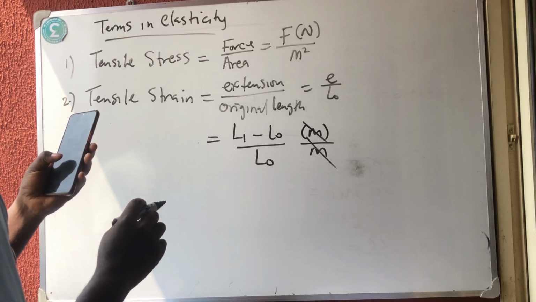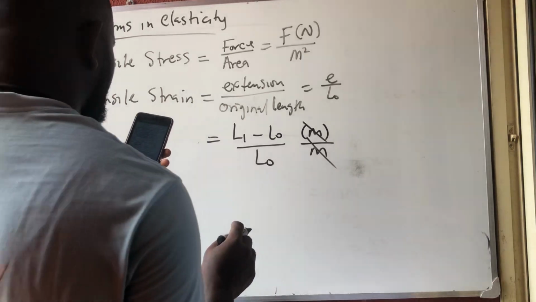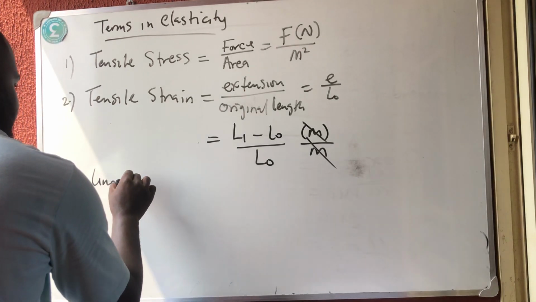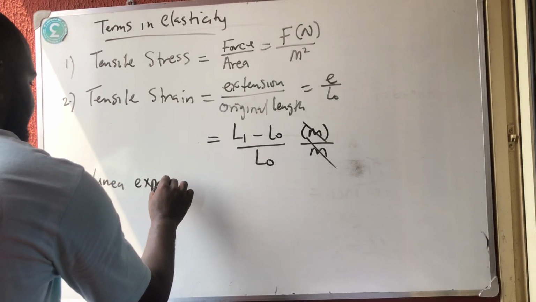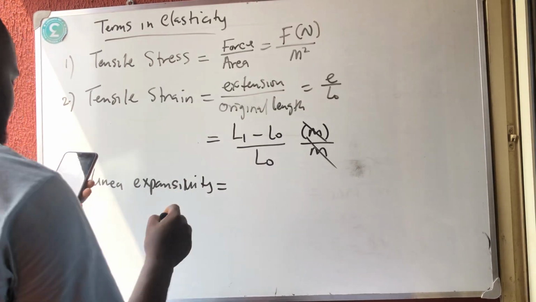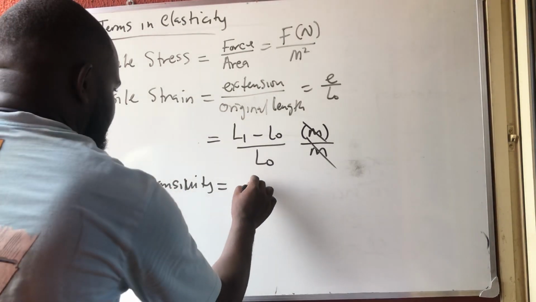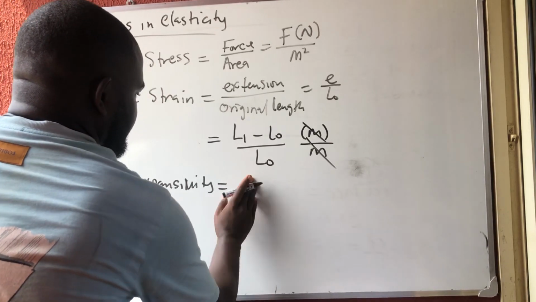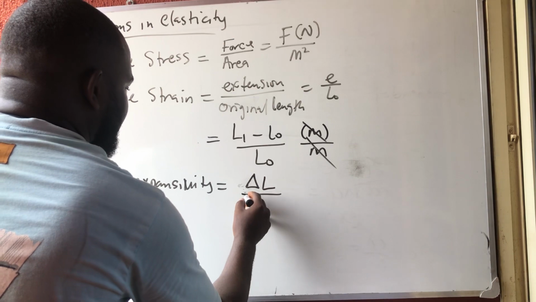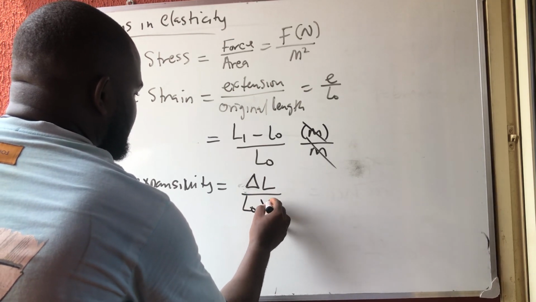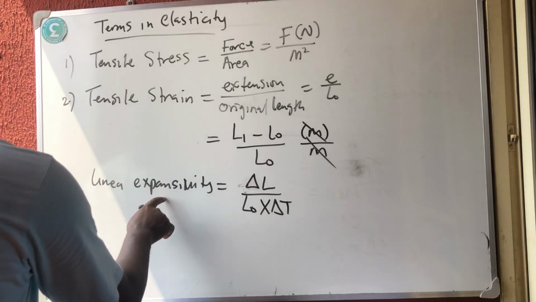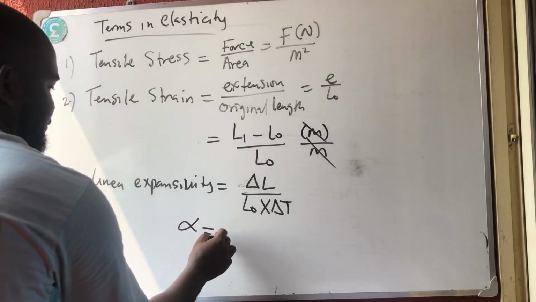Okay. But we need to know something. We need to know that linear expansivity is equal to what? Change in length all over original length times change in temperature. Don't forget, we represent linear expansivity with alpha. Alpha is equal to what?